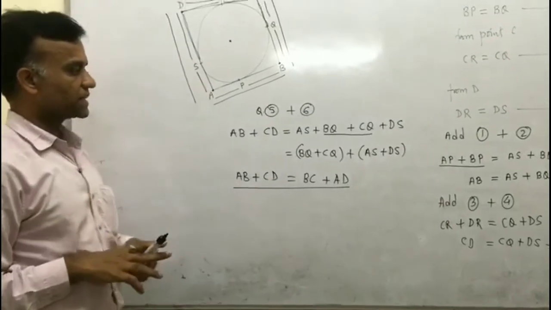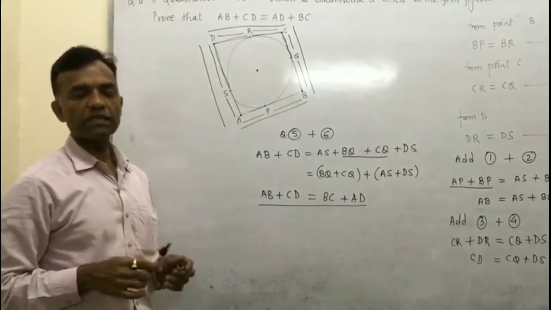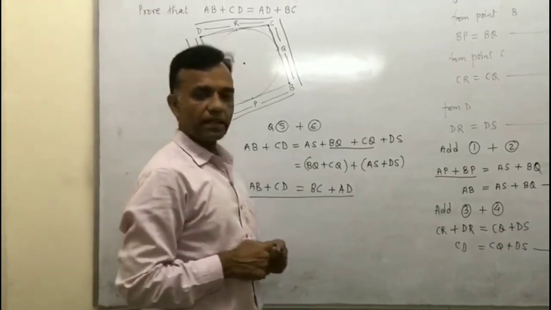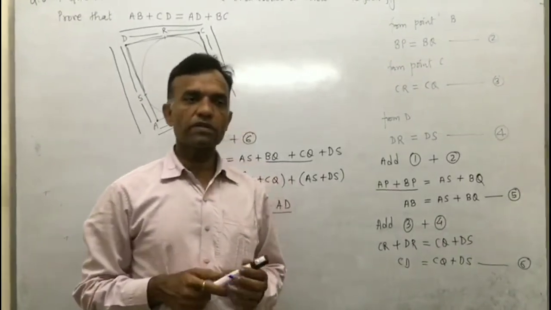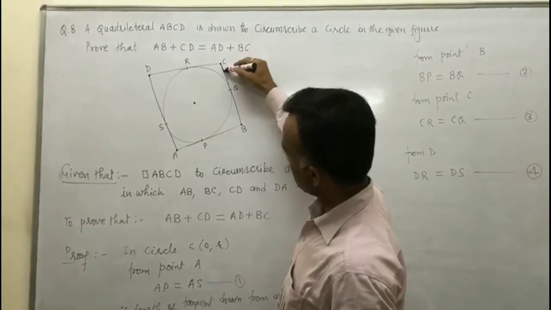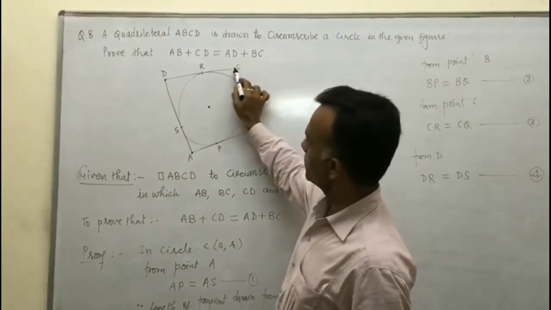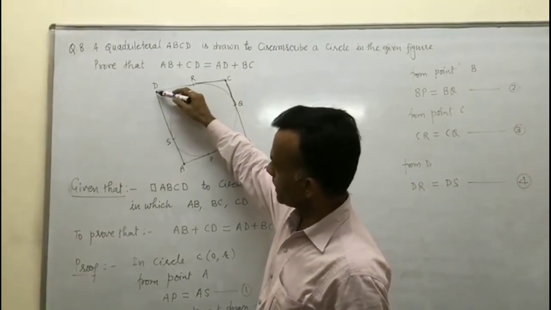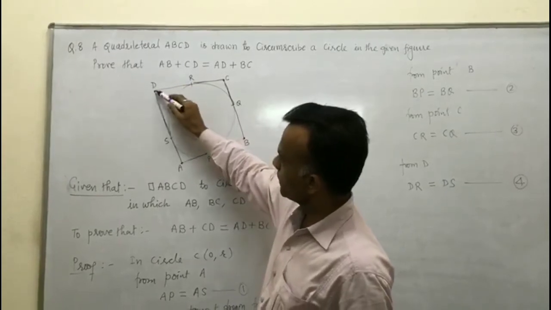This is a very easy concept in which only one idea is used: the lengths of tangents from an external point to the circle are equal. Similarly, at point C, CQ equals CR, and at point D, DS equals DR.